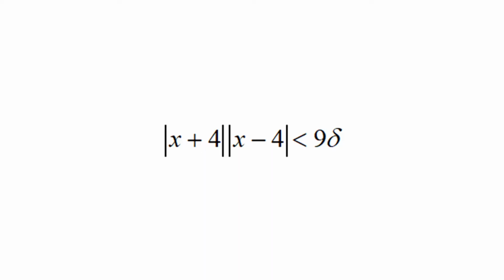If it is possible to find delta less than or equal to 1 that satisfies equation 7, then we would have 0 < |x − 4| < 1, which implies −1 < x − 4 < 1. So, 7 < x + 4 < 9 and consequently |x + 4| < 9. Thus, if delta ≤ 1 and 0 < |x − 4| < delta, then |x + 4||x − 4| < 9 delta.